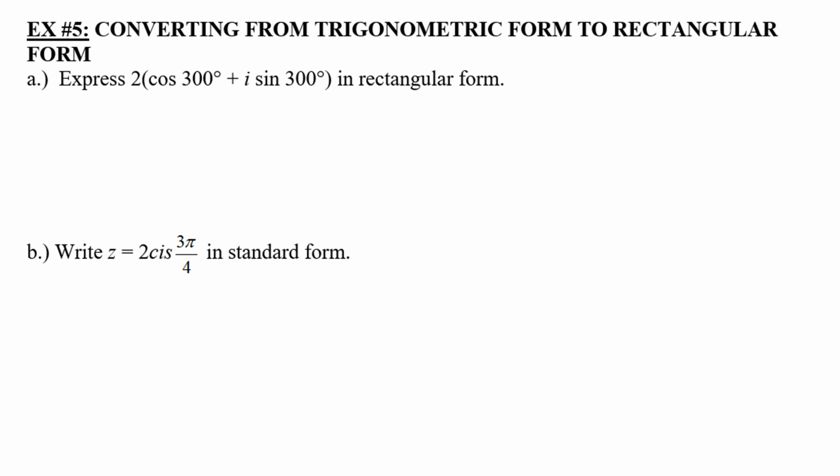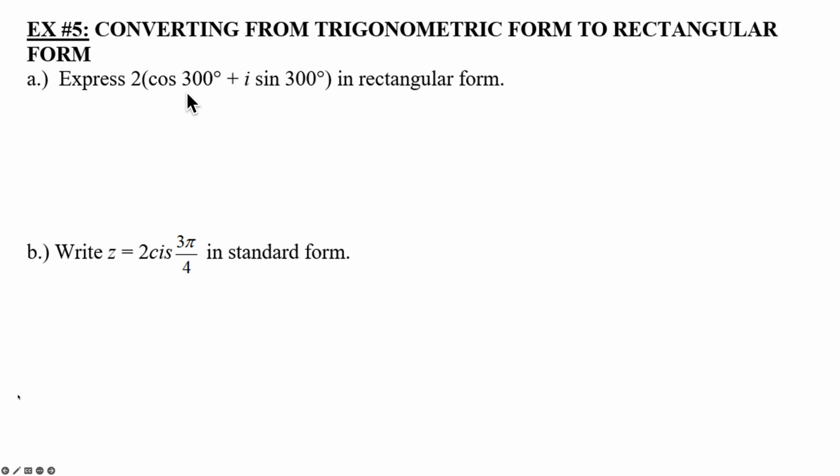Example 5, converting from trig form to rectangular form. And the first thing I want to talk about is you're going to get 2 types of questions. Where you have theta, that you have your special right triangle angles, multiples of 30, 45, and 60 degrees. And then you have your calculator angles. These are the ones you cannot simplify by your special right triangles. You have to use your calculator.